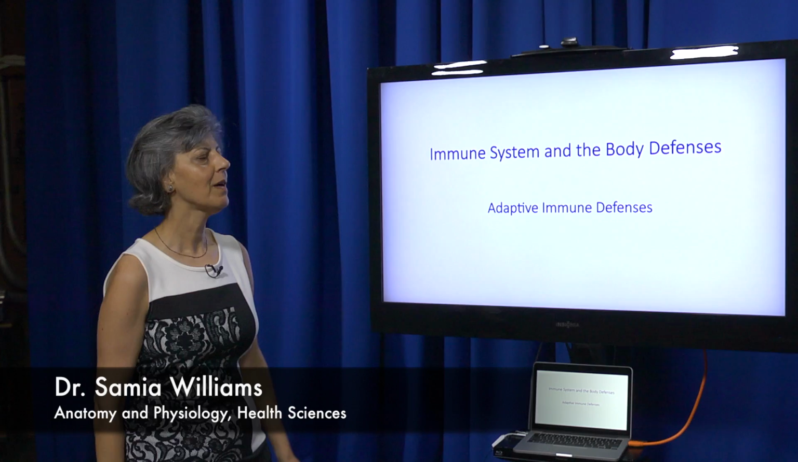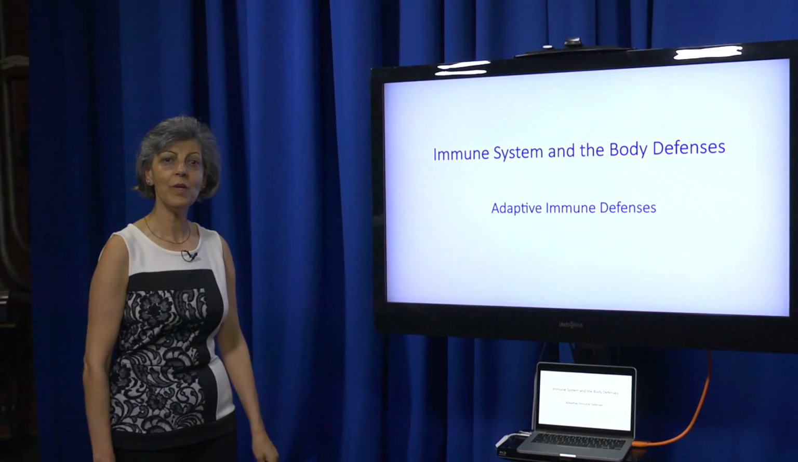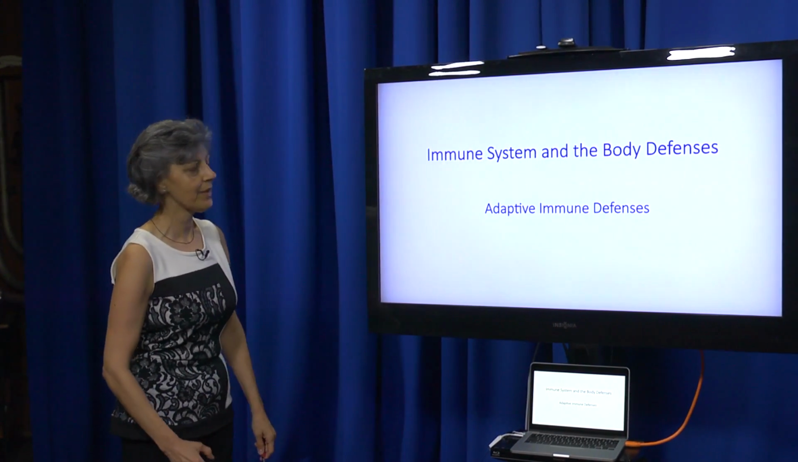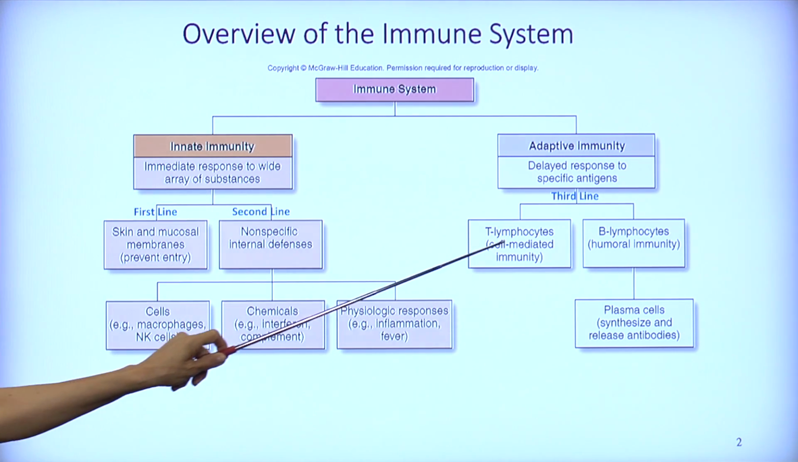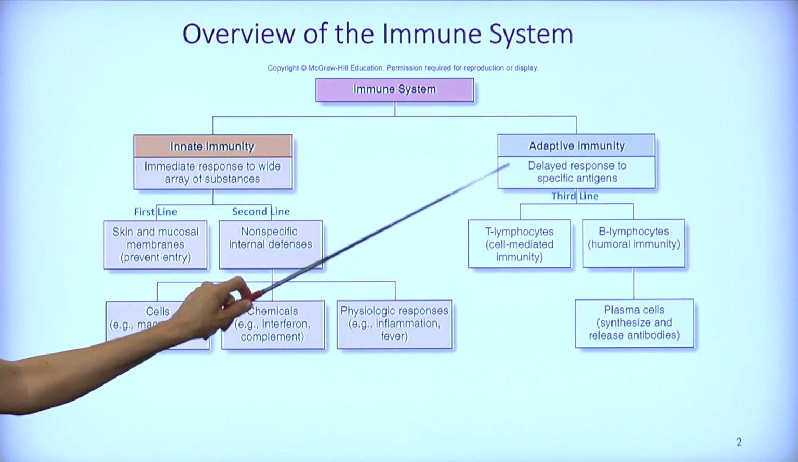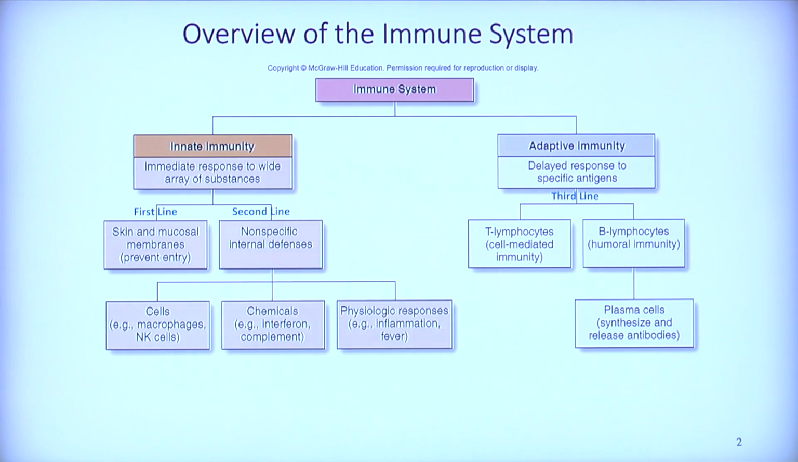Today we will be talking about the immune system. We will be discussing the adaptive immune defense. Just as a reminder of how the immune system works, we discussed the innate immunity, the first and the second line of defenses. We're going to go to the third line, which is the adaptive. And just as a quick reminder, with the first and second lines of defense, the response is very immediate. The body is going to launch its defense very quickly.